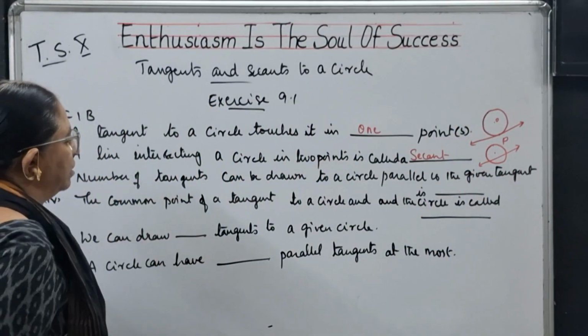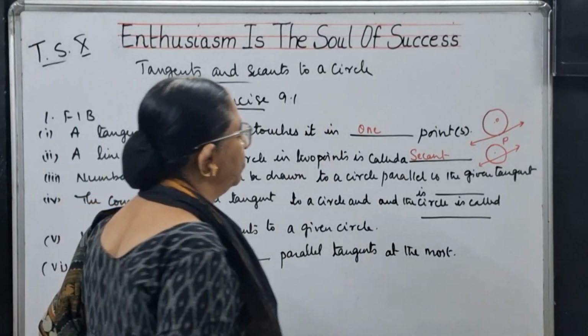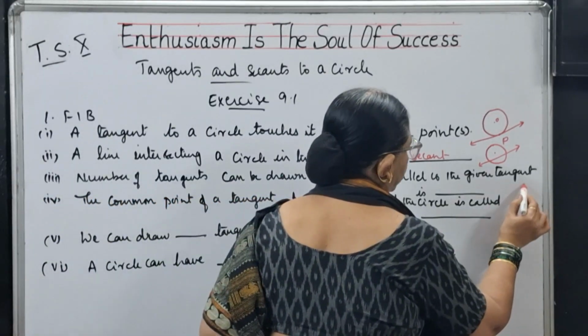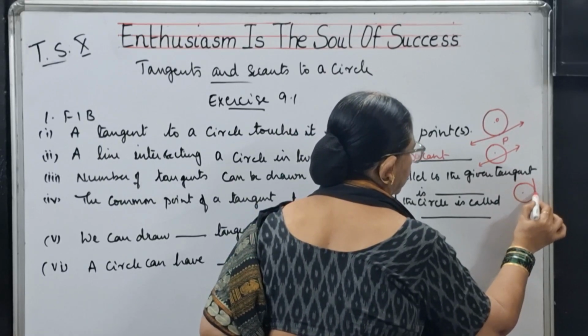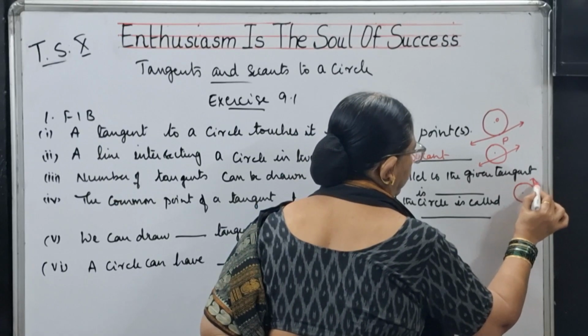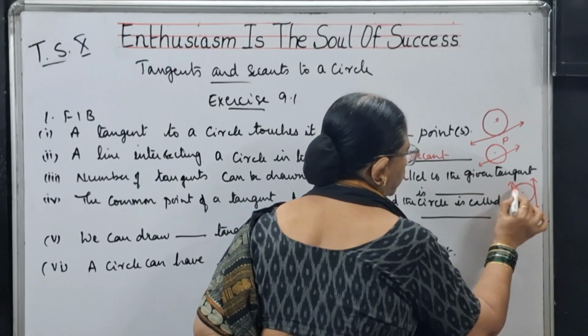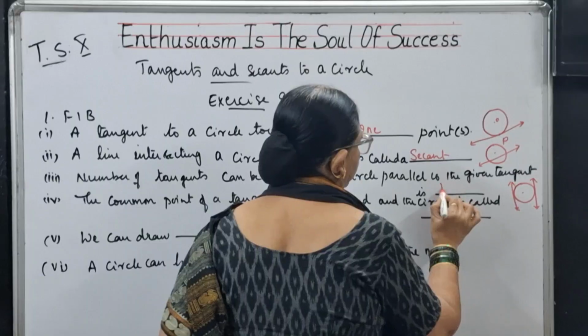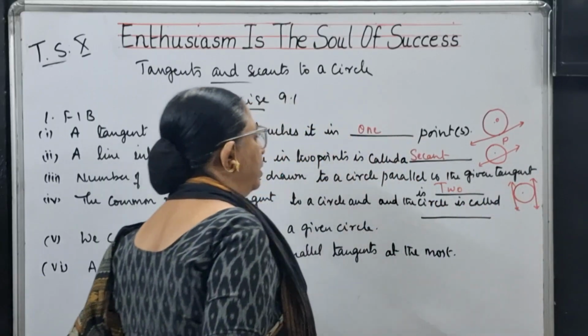Then the number of tangents that can be drawn to a circle parallel to the given tangent. See, you have got a circle and a tangent. Parallelly to a given tangent, how many can you draw? Two. So we'll write it here as two parallel lines you can draw.